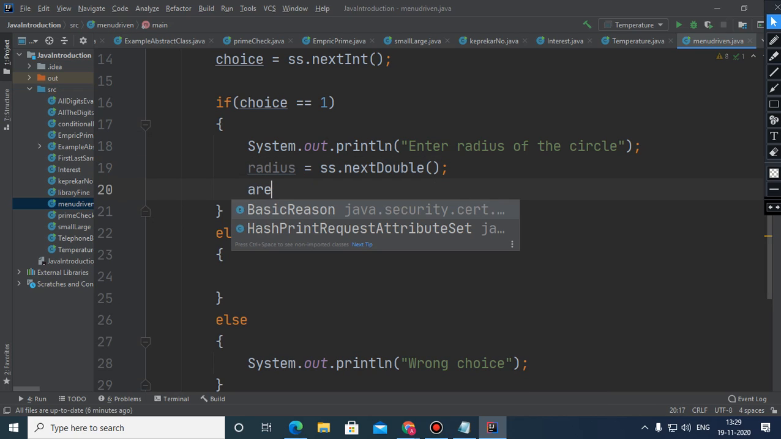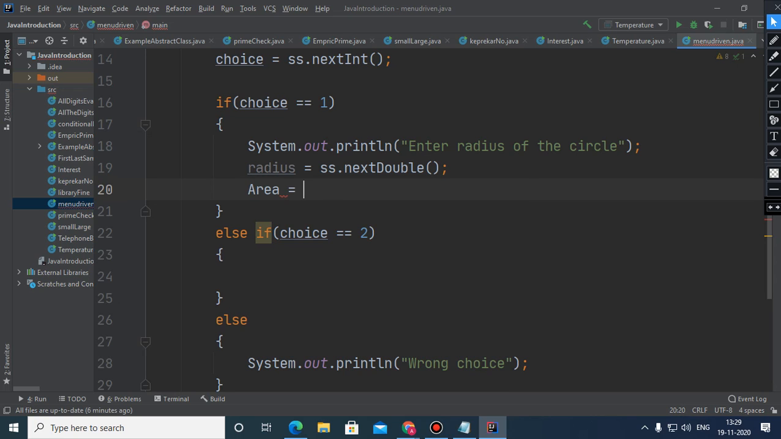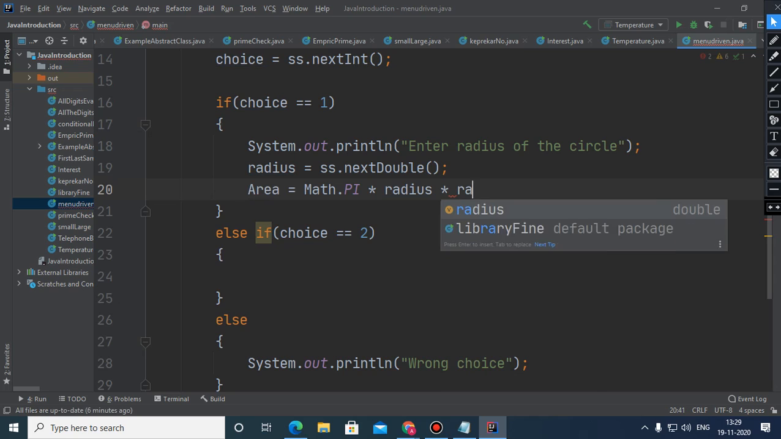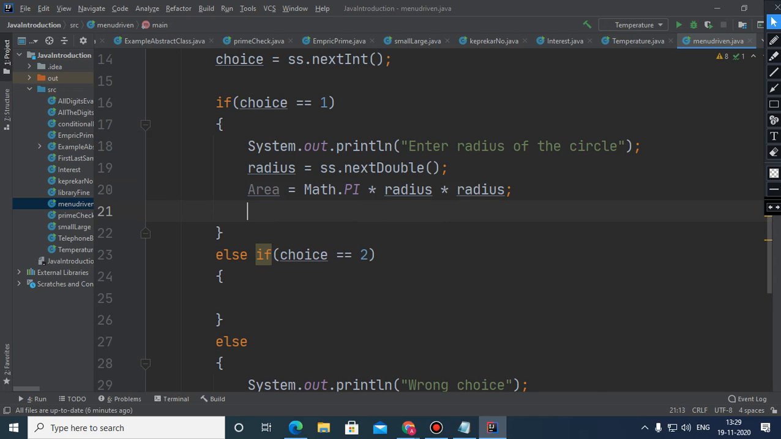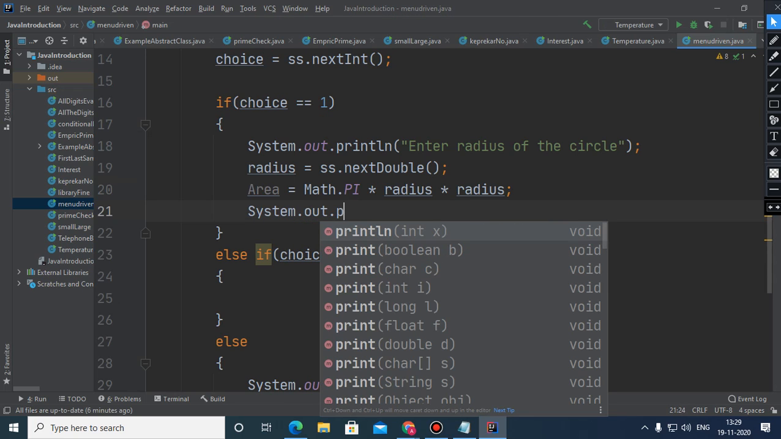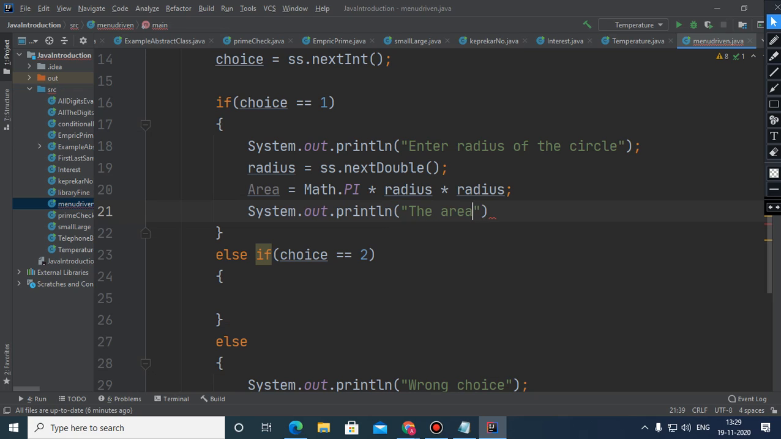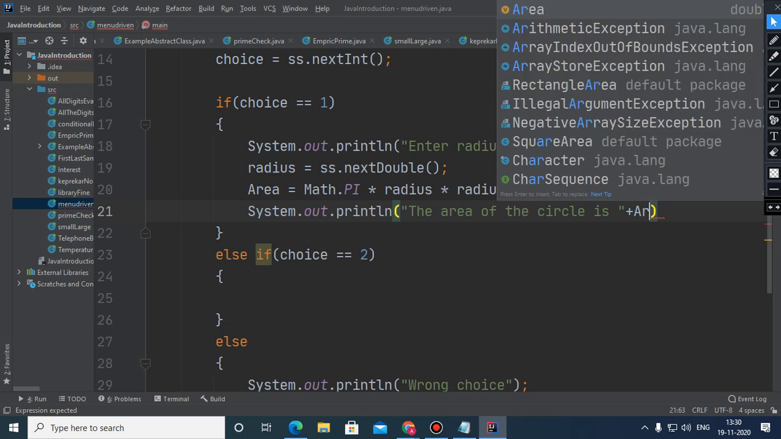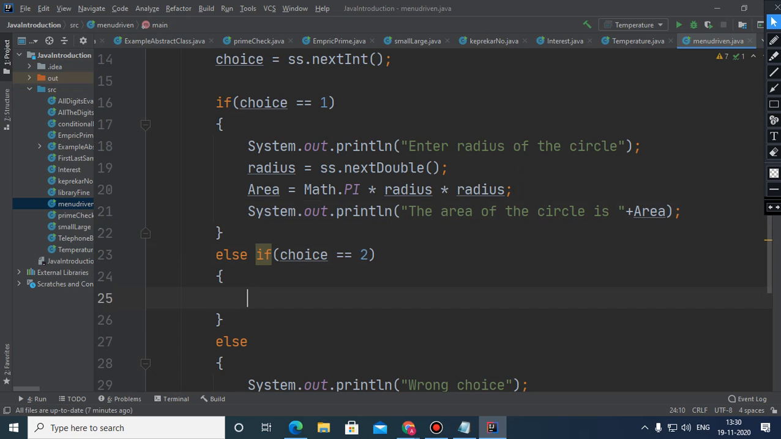And here we have to calculate area, that is Math.PI into radius into radius. And after that, what to do is print the area of the circle is that area. So the first thing we have done, the first valid choice is okay, and now the second choice.